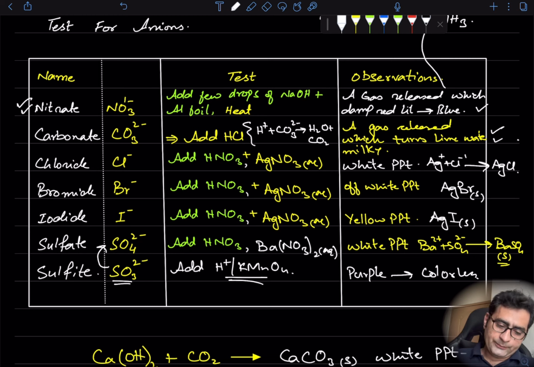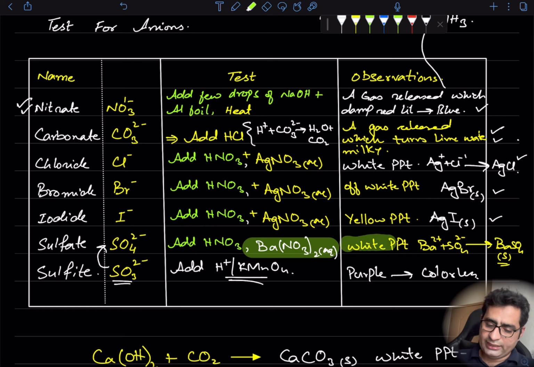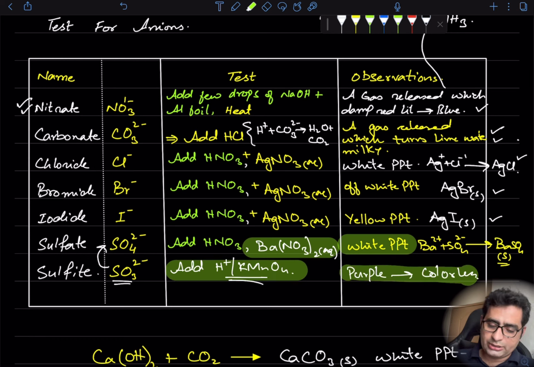And for chloride, add dilute HNO3 followed by silver nitrate, it forms a white precipitate. In the case of bromide, it gives off-white. And last one, for iodide, it gives a yellow precipitate. For sulfate, add acidified barium nitrate, it gives a white precipitate of barium sulfate. And for sulfide, add acidified KMnO4, it gives purple to colorless. This is a color change.